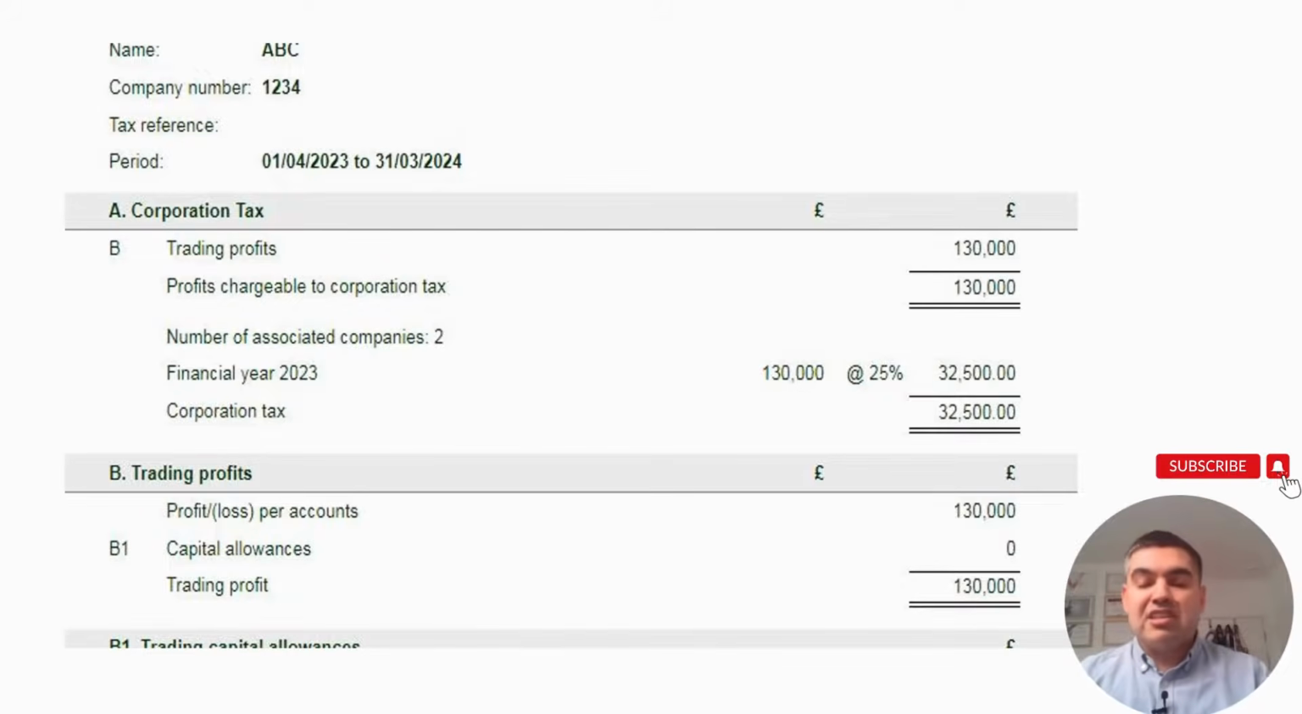use the formula to work out the marginal relief and then deduct the marginal relief. However, because there are 3 companies in total, the 2 associated companies and the company itself, the upper limit will be divided by 3. So this will definitely be lower than 130,000. In this case, there's no marginal relief available.